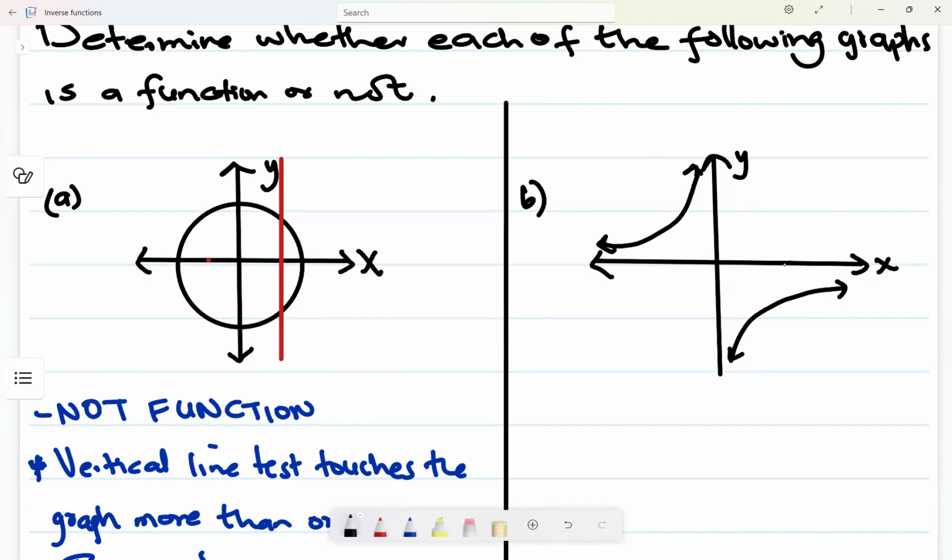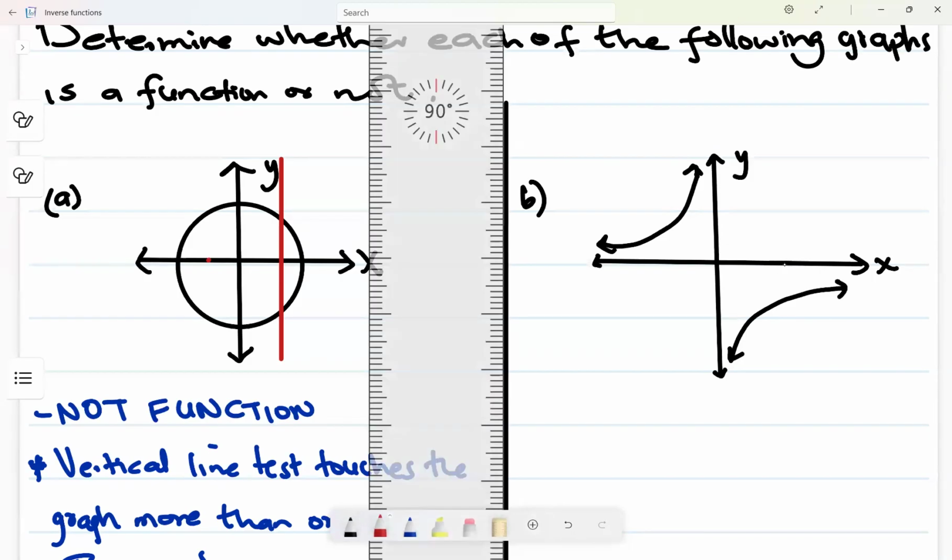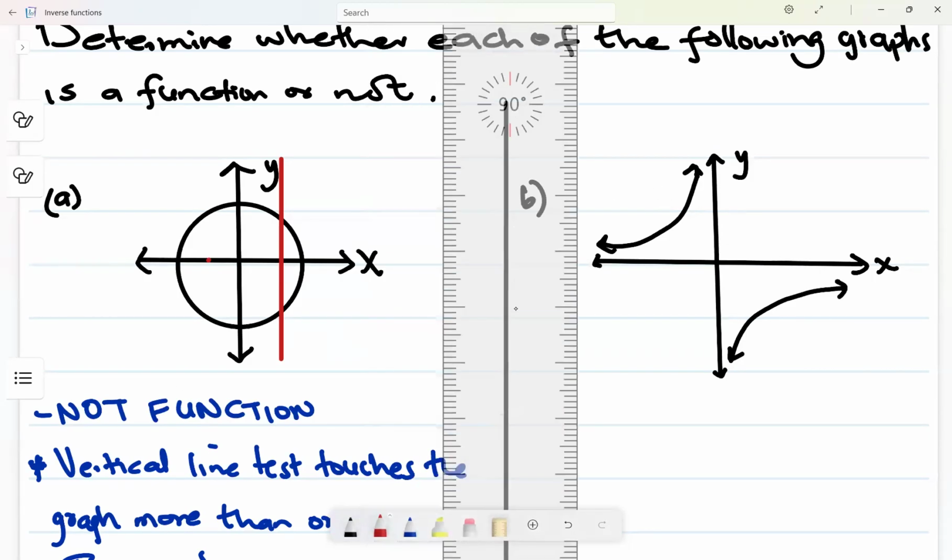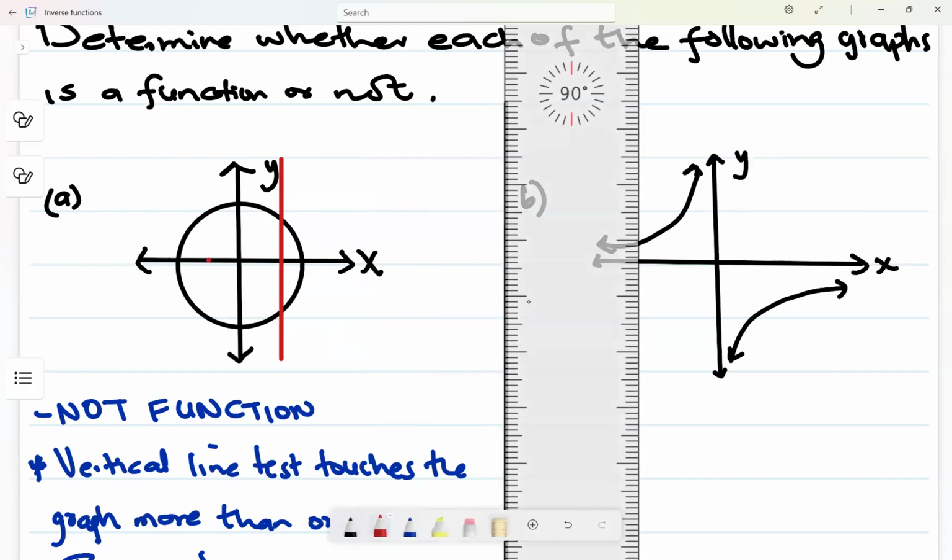Now we want to check, is this a function or not? It's not a function. Now we take our vertical line test. You'll be using a ruler in your exam. You don't need to draw it on a graph; you can draw it, it's fine. But you use a ruler and draw dotted lines.